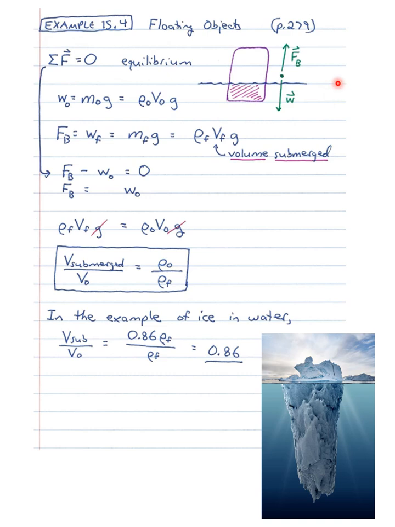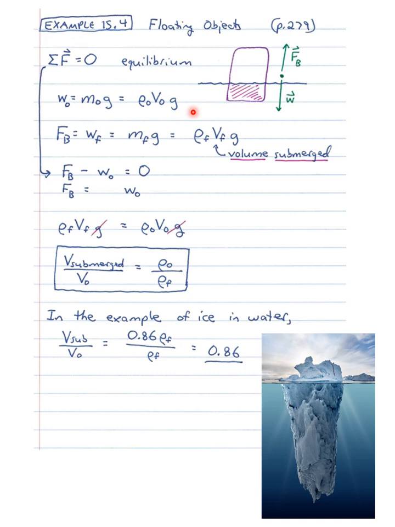We'll draw a force diagram, buoyancy force up, weight down. Here F equals ma becomes the sum of the forces equals 0. That's the case for equilibrium. And we have the weight of the object is mass of the object times g. These are quantities we're going to be plugging into the F equals ma equation. So mass of the object, remember, is density of the object times volume of the object.